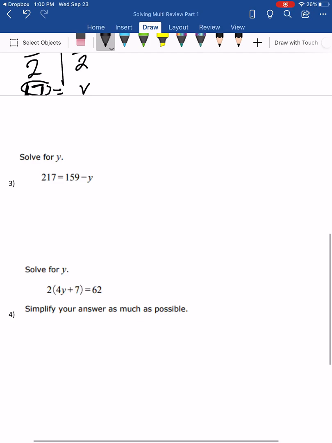All right. Number 3 is trickier than it looks. A lot of people mess up. Number 3. Okay. So, of course, there's nothing to distribute here. There's no like terms because the 217 and the 159 are on opposite sides. So we should get rid of that 159 first. That's a positive 159, so we'll move it over by subtraction.